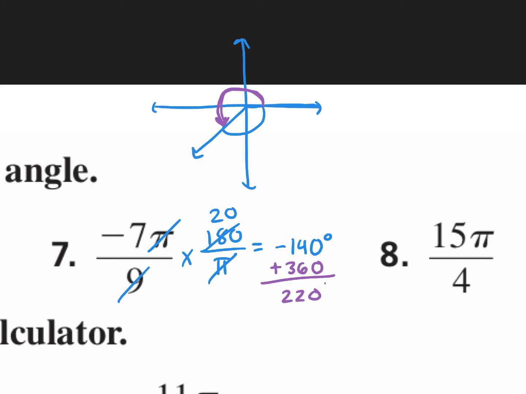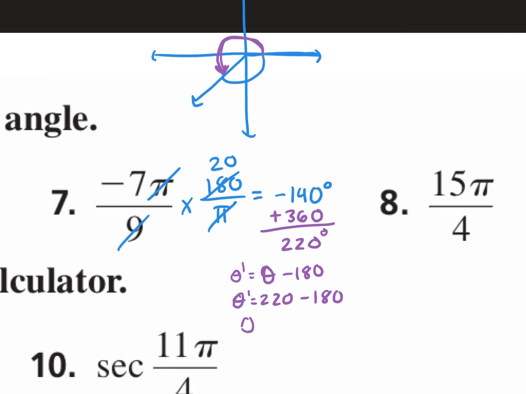What's that formula that we need to use when we're in the third quadrant? Theta minus 180. What's our theta here? 220. So 220 minus 180. What's 220 minus 180? 40. So our reference angle is 40 degrees. Are we done? No. What do we need to do?